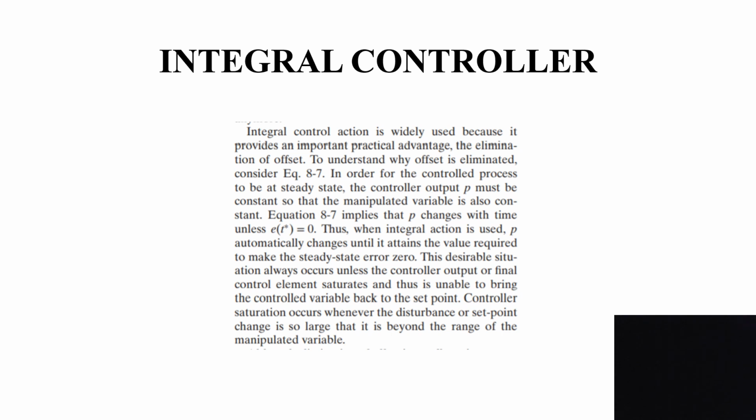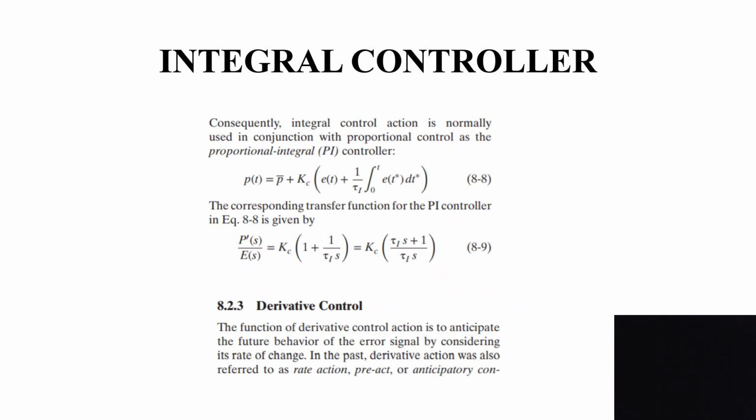Integral control is widely used because it provides an important practical advantage: it eliminates the offset. If we take a proportional control, there will always be an offset. To eliminate the offset, we go for the integral control. And the last one is the derivative control.